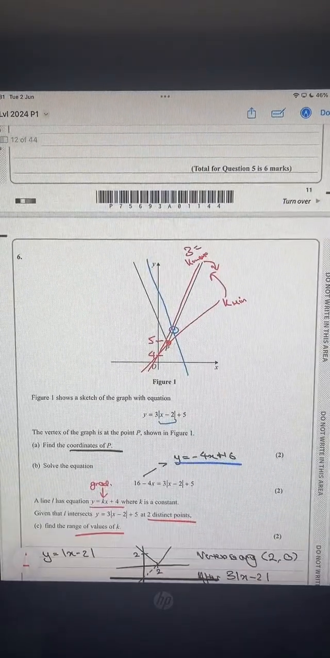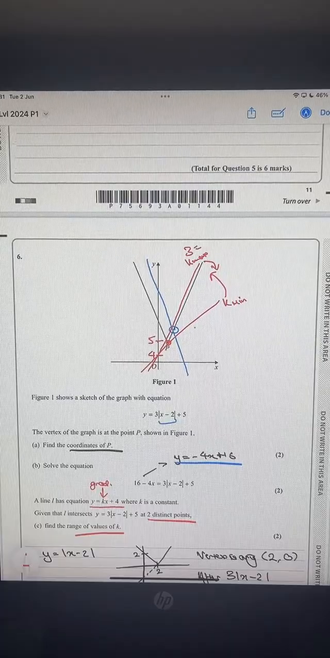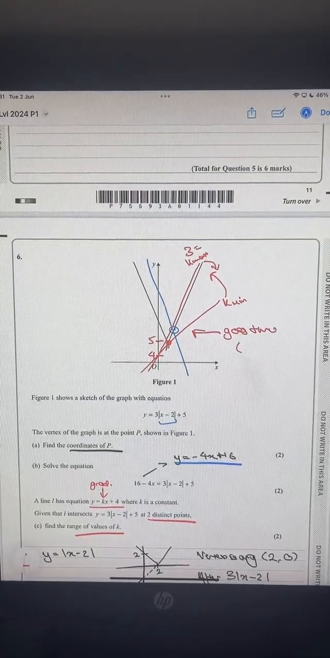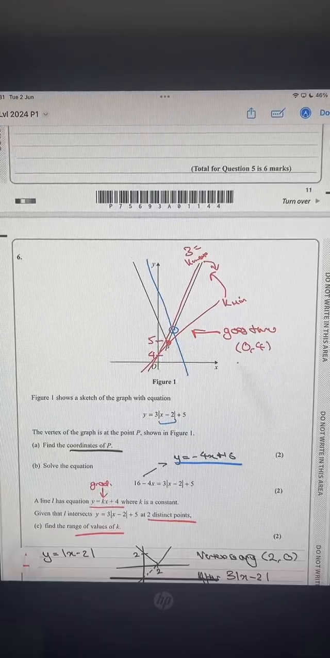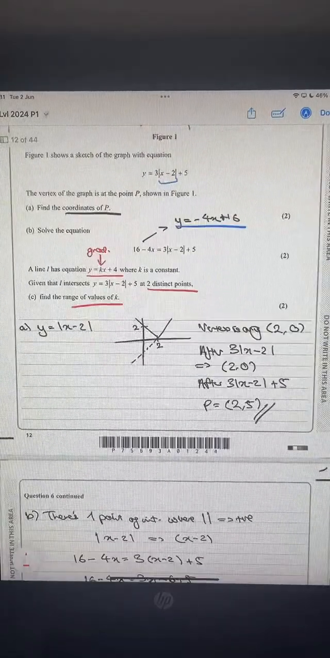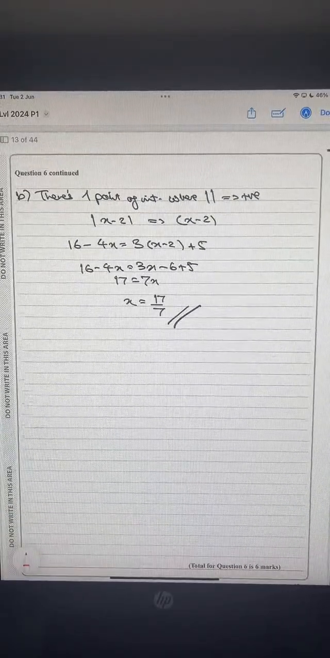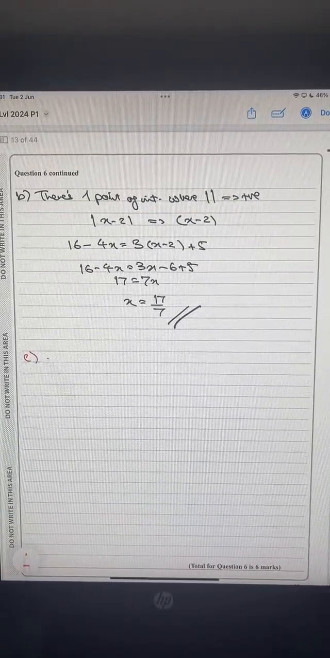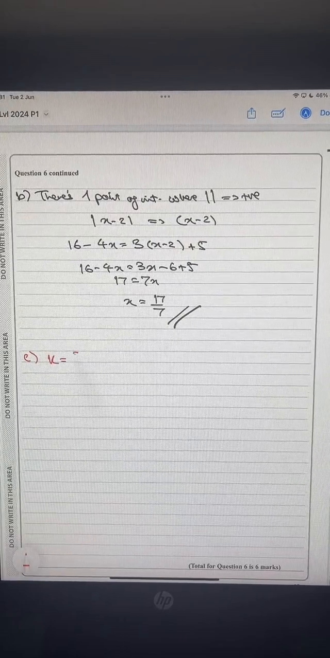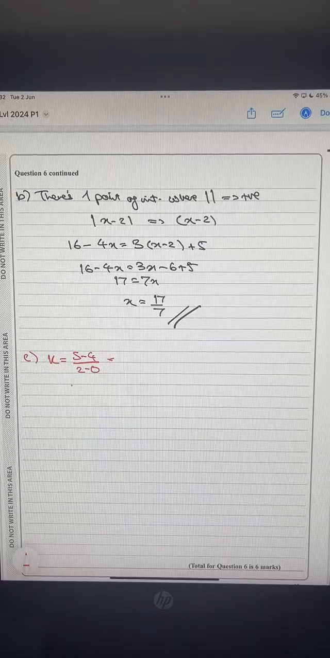I just need to find what is my gradient of this. Well, I know that here, this line goes through (0, 4), and it goes through P, which is (2, 5), I believe, from what we found. So all we got to do is find the gradient at that. So for part C, the k is equal to 5 minus 4 divided by 2 minus 0, just finding y1 minus y2 divided by x1 minus x2. And that's equal to a half.